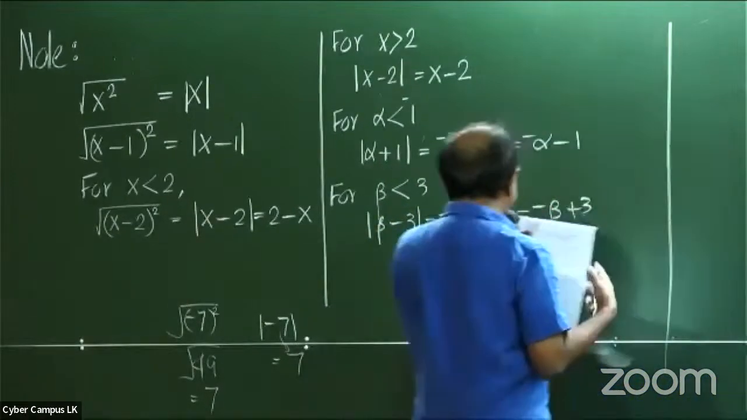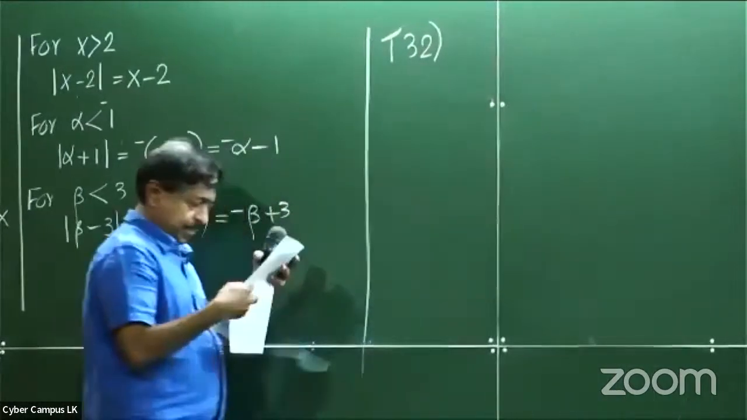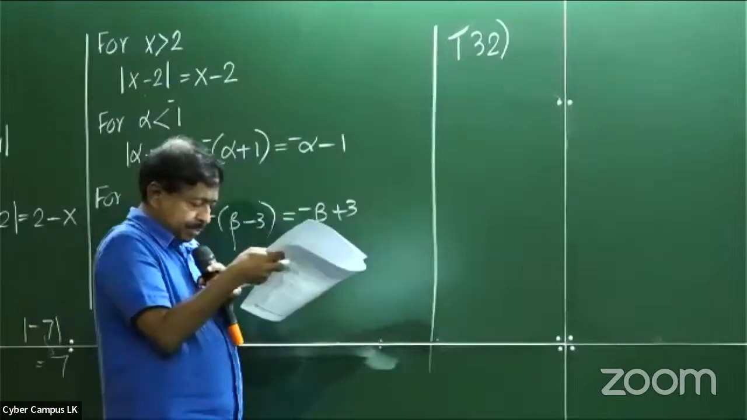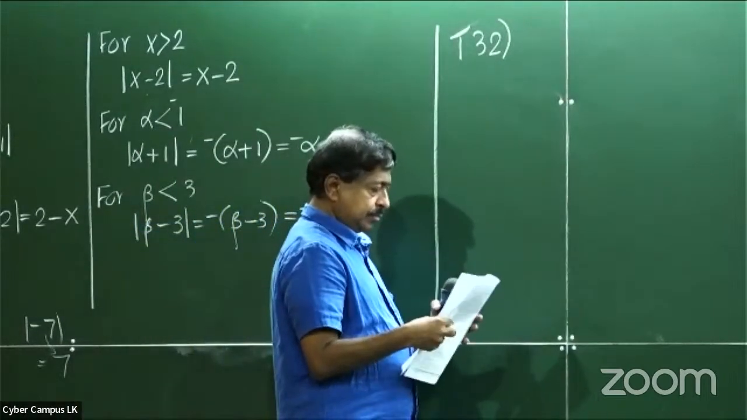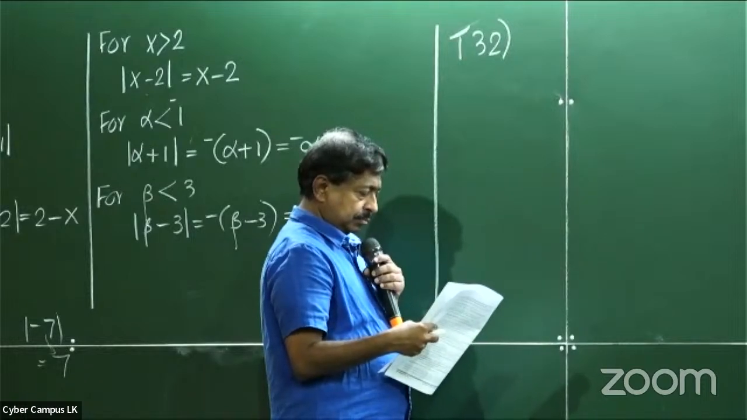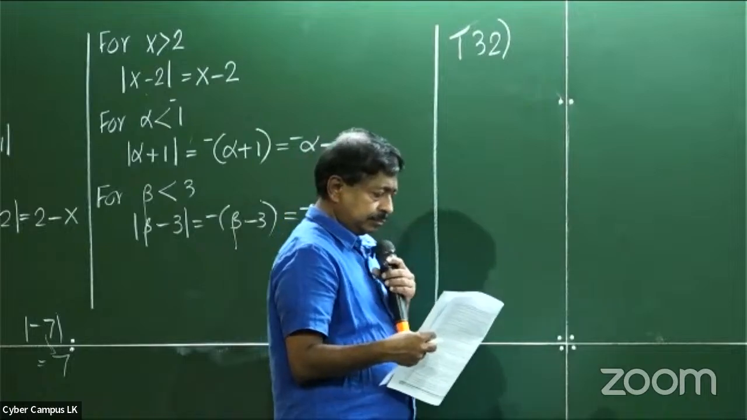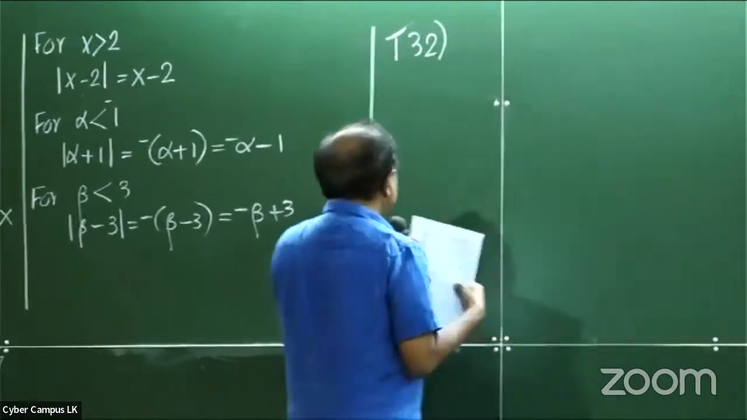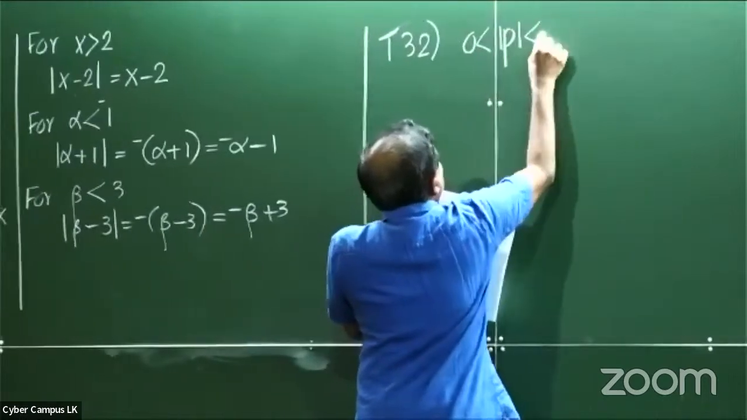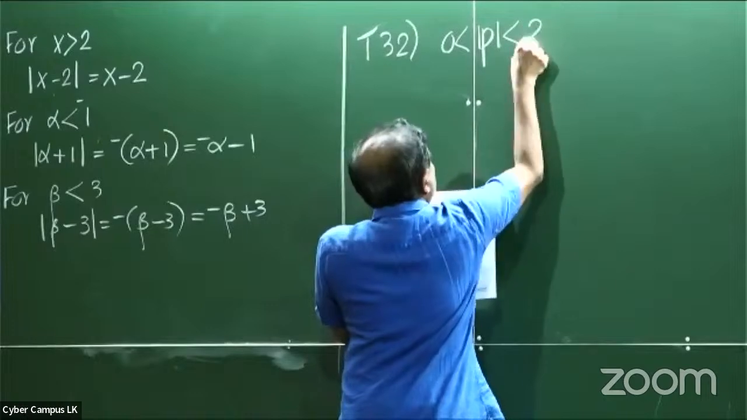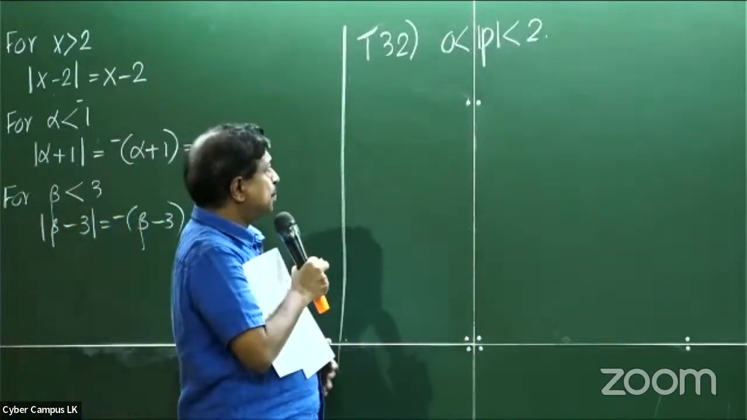We'll do the 32nd problem. Problem 32 on page 5. Here, a range for P is given. A range for P is given.